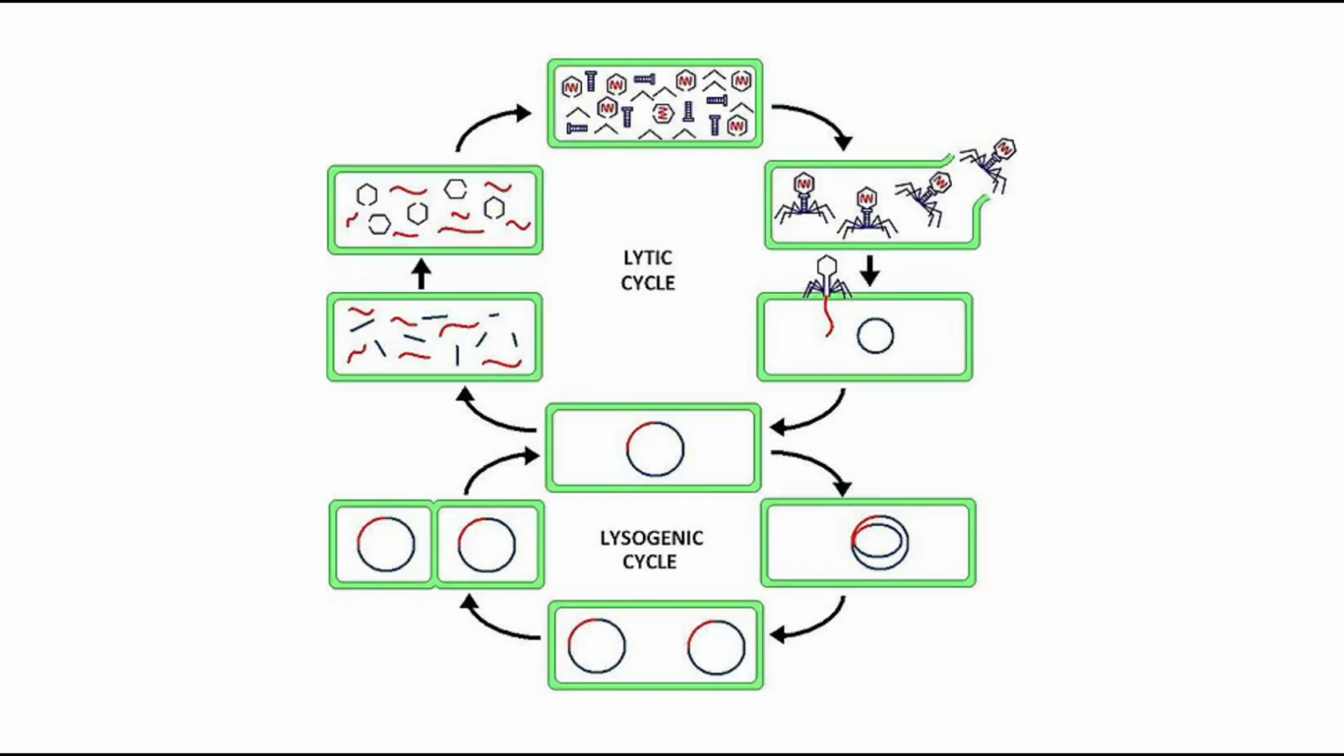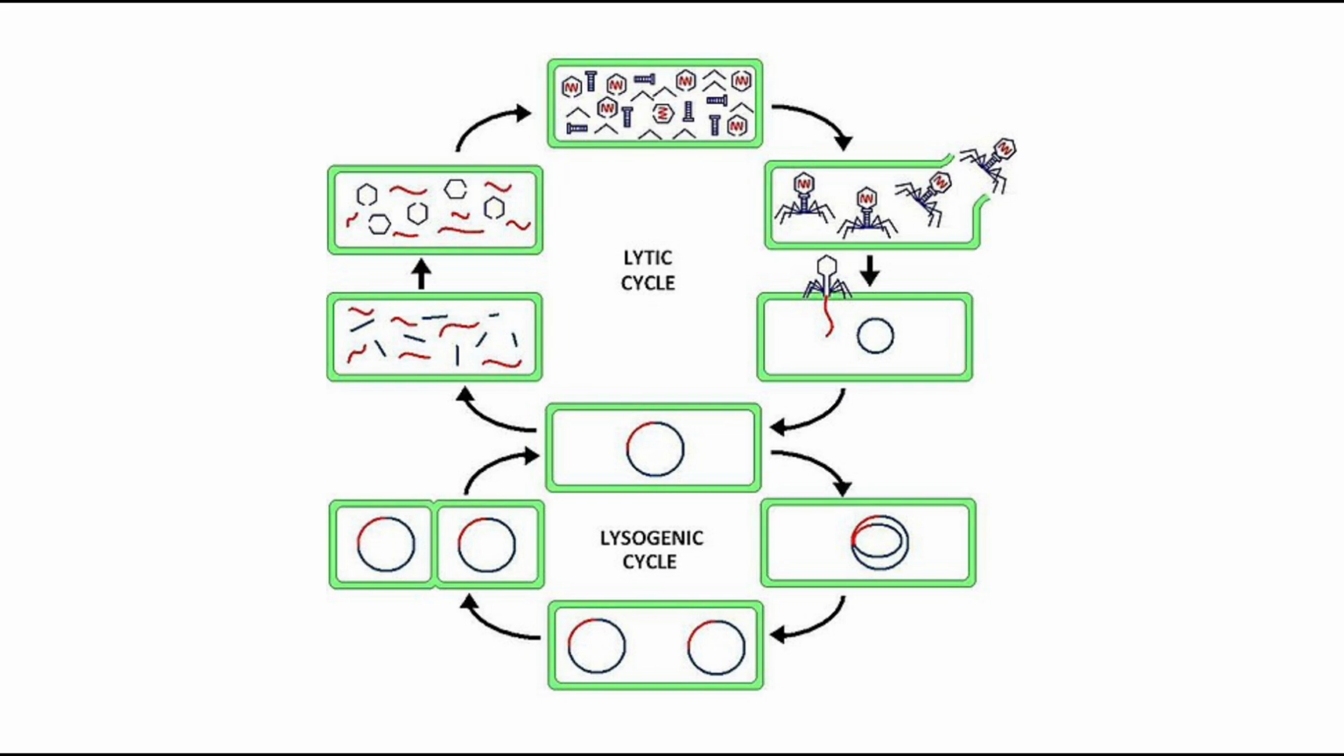Every time the bacterium divides, it copies the prophage too. Then induction happens due to stress like UV light or chemicals. The prophage may wake up. It enters the lytic cycle and kills the host. Here the virus hides and multiplies passively without harming the host until triggered.